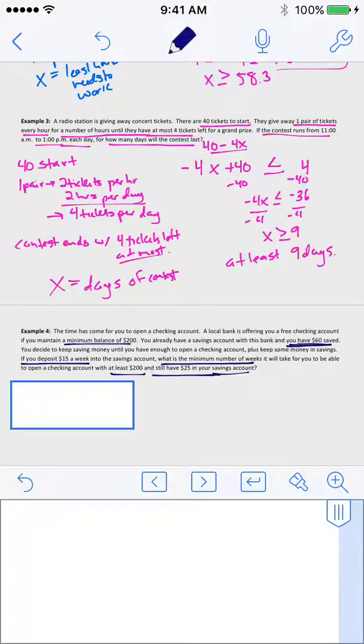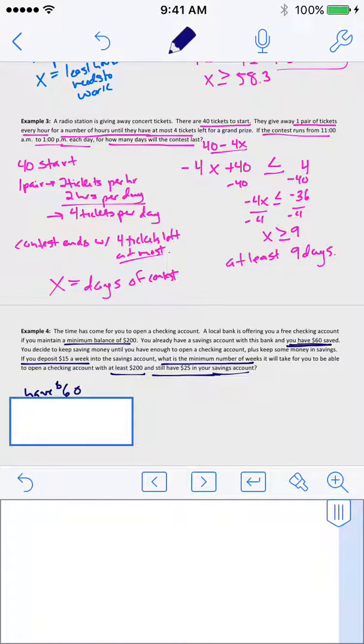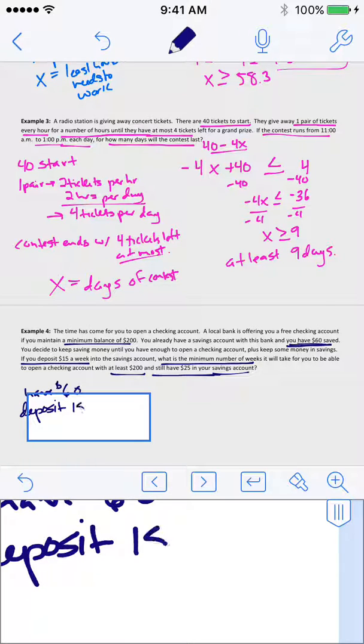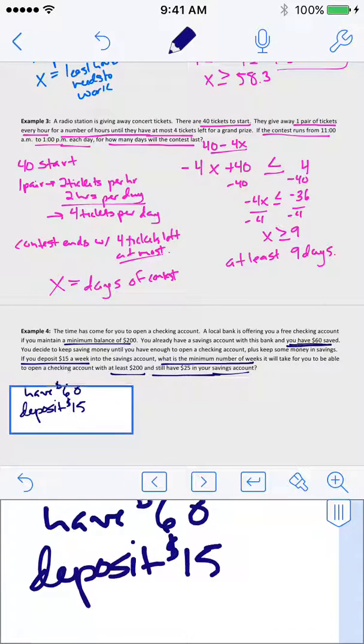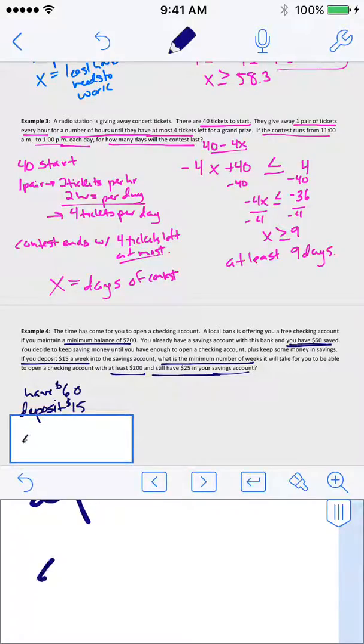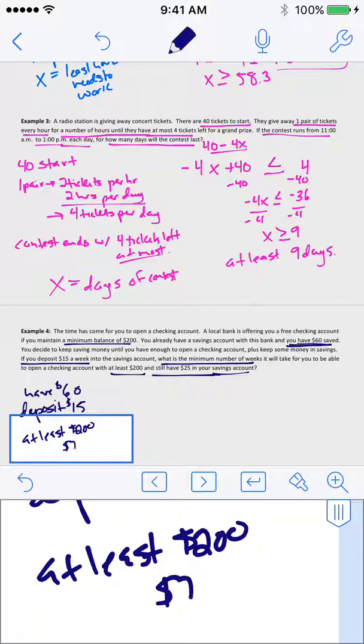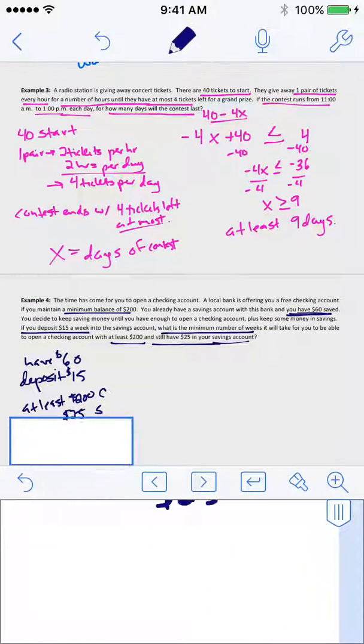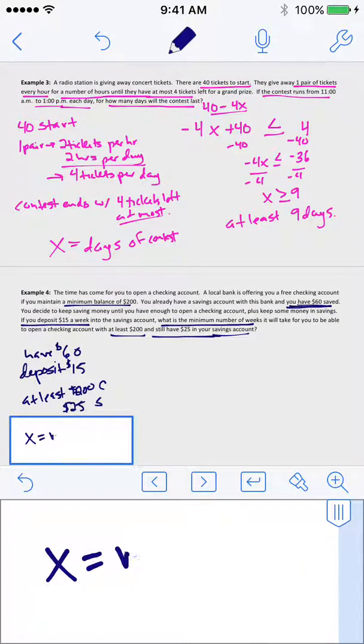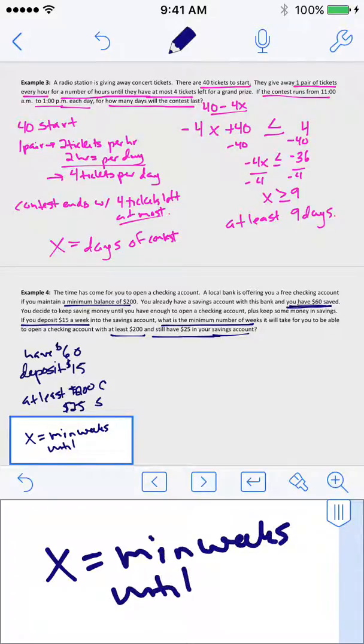So we have 60, right? We want to deposit 15, and then we're going to need at least 200 in one and 25. So we'll do 200 in the checking, 25 in the savings. And then the question, so we'll call x, the question, the minimum weeks until open. Alrighty.